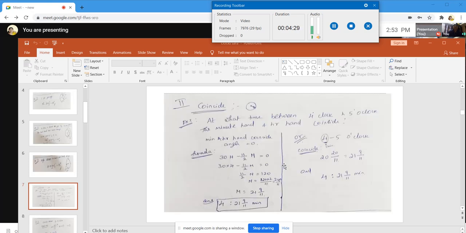Now the second concept: what is it? They'll be asking you to find out at what time the hour hand and minute hand coincide. For example, we can consider: at what time between 4 o'clock and 5 o'clock do the minute hand and hour hand coincide? That is a problem. Okay, so between 4 and 5, when do the hour hand and minute hand coincide? There is a simple shortcut method which you could use to find out the answer very easily.